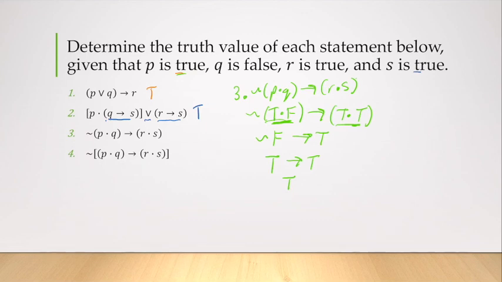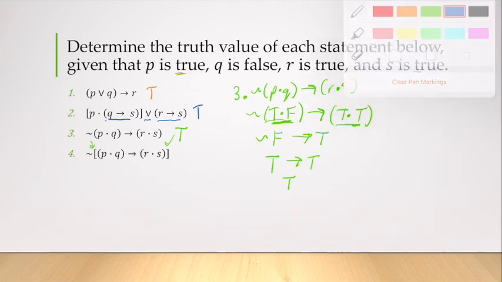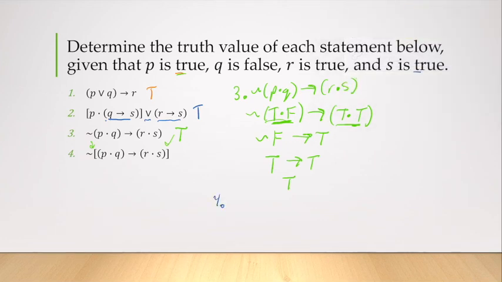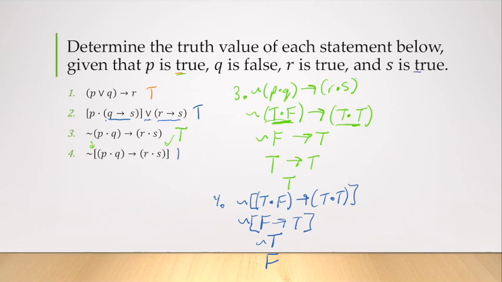Notice how number 4 looks really similar to number 3, except I added an extra set of black brackets. Let's see how that alters our truth value. Changing back to blue. For number 4, I have not, true and false implies true and true. That gives me not, true and false becomes false, true and true becomes true. I have false implies true, which is true, so not true gives me a false. Finally, we got a false truth value.